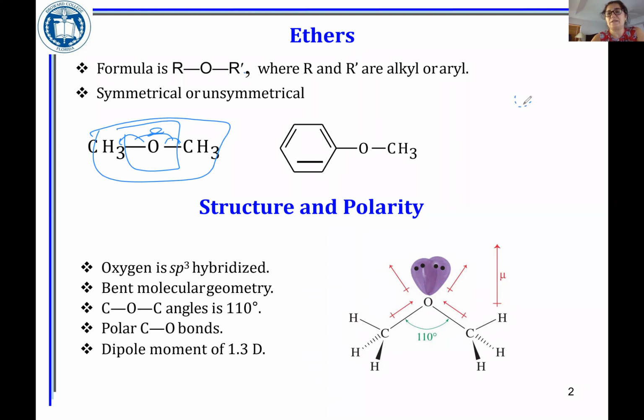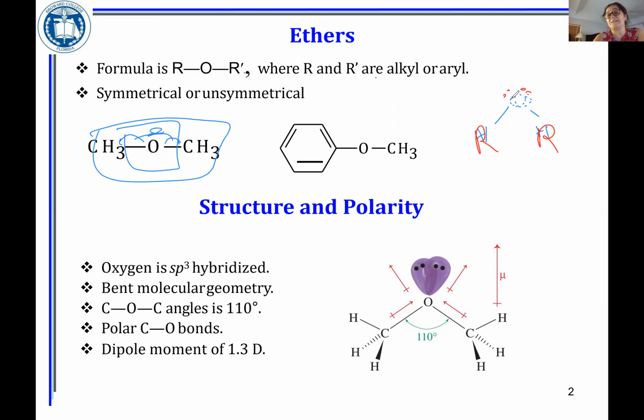Basically, if you take the water molecule and you replace one of the hydrogens with the R group, you get alcohol. And if you take both of them out and you put R group, which is the alkyl group, you get ether. The hybridization for the oxygen is sp3 hybrid.